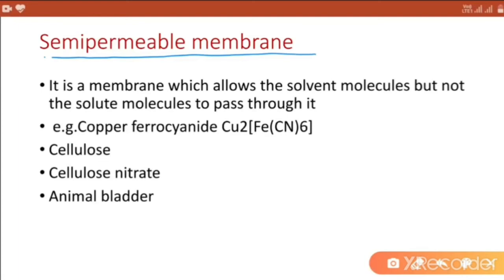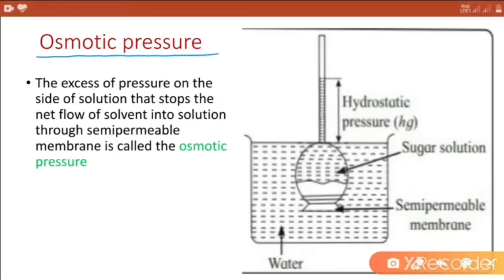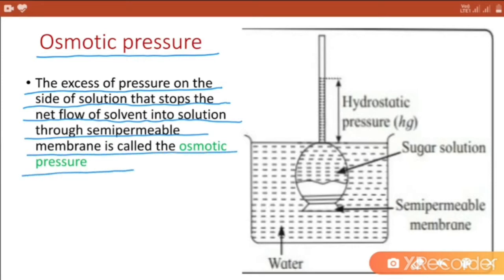Semi-permeable membrane. It is a membrane which allows the solvent molecules but not the solute molecules to pass through it. Examples: copper ferrocyanide, Cu2[Fe(CN)6], cellulose, cellulose nitrate, animal bladder. Osmotic pressure. The excess of pressure on the side of solution that stops the net flow of solvent into solution through semi-permeable membrane is called osmotic pressure.